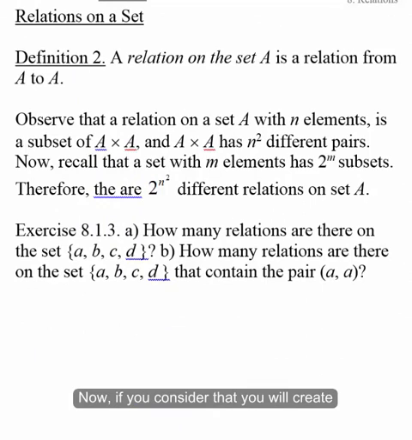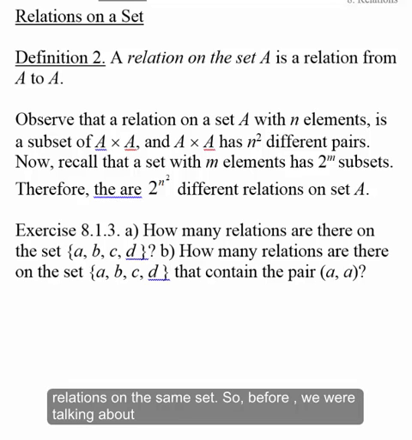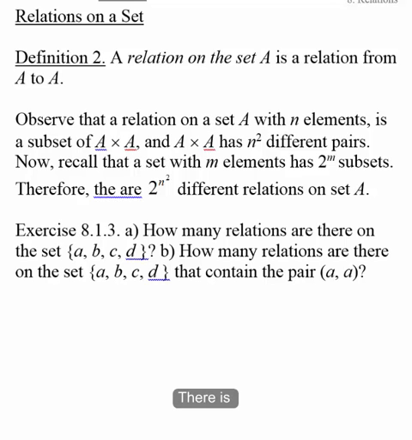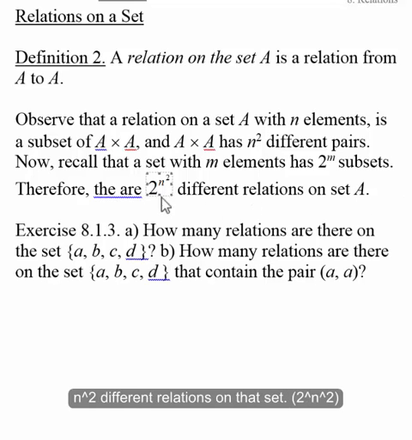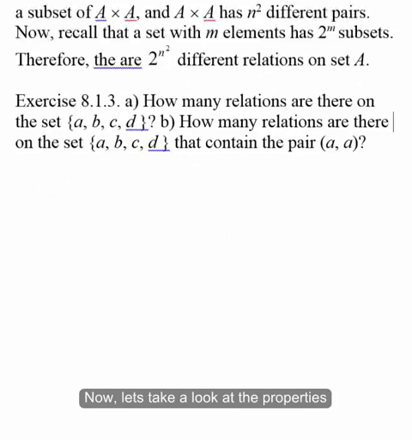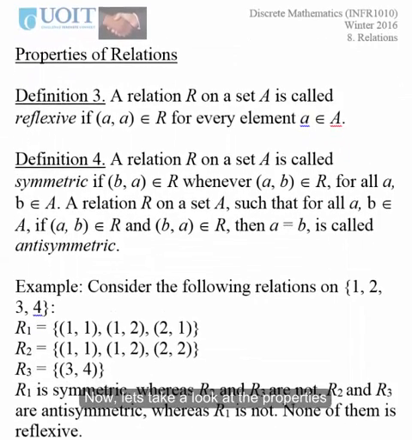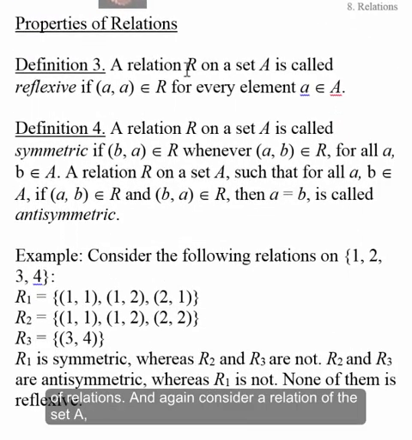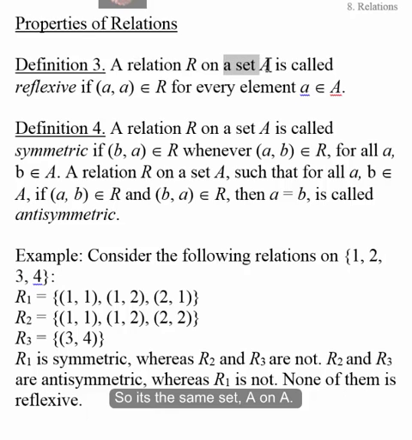Now, consider that you create relations on the same set. Before, we were talking about relations between sets A and B. Now it is on the same set A. There are 2 to the power n squared different relations on that set. Now let's take a look at the properties of relations, and again consider a relation on a set A. So it's the same set, A on A.